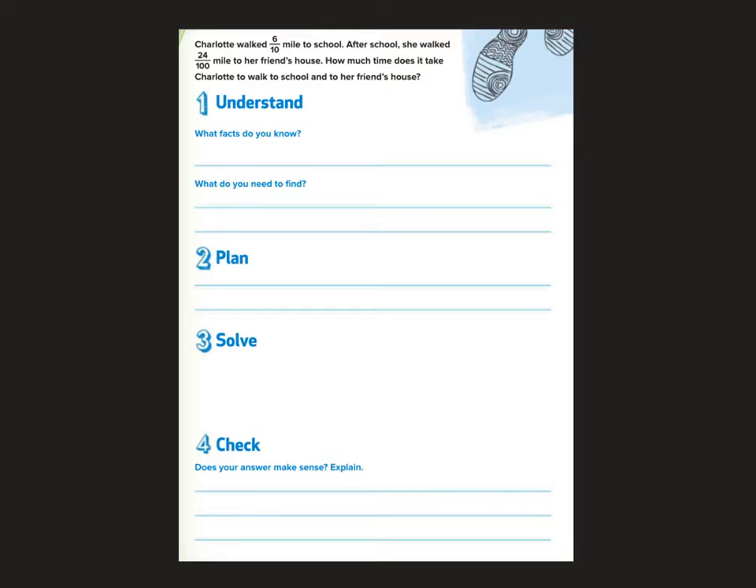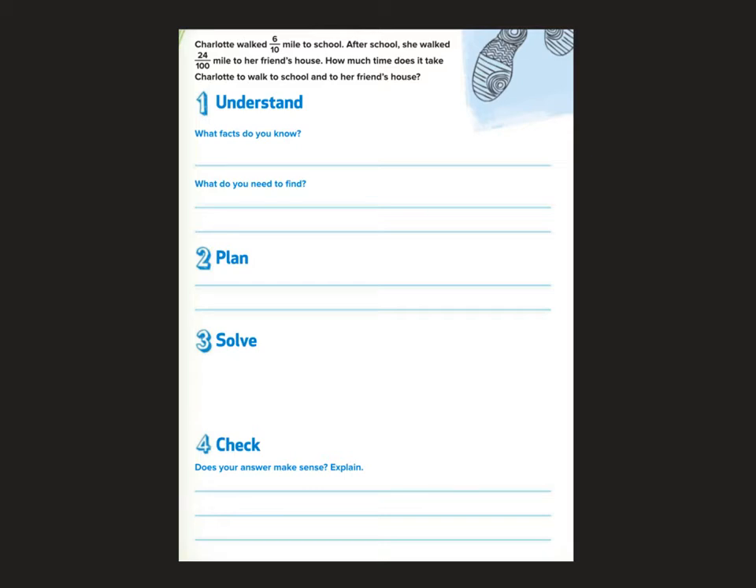Here we go. Charlotte walked 6/10 of a mile to school. After school, she walked 24/100 miles to her friend's house. How much time does it take Charlotte to walk to school? So here's another example of where kids would probably just add these together and say, okay, it took her, what would it be, 84/100 of a mile time. Well, wait a minute. Mile is distance. That's not time. So we can't even solve this one.